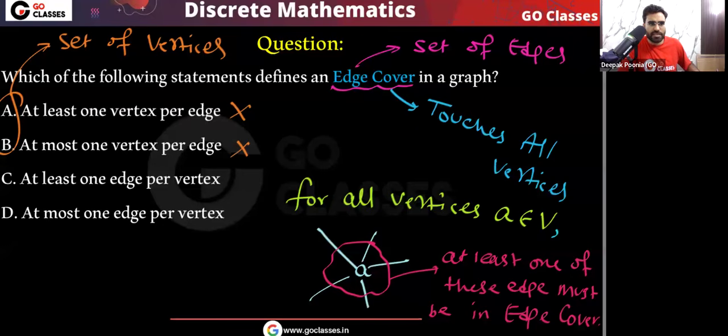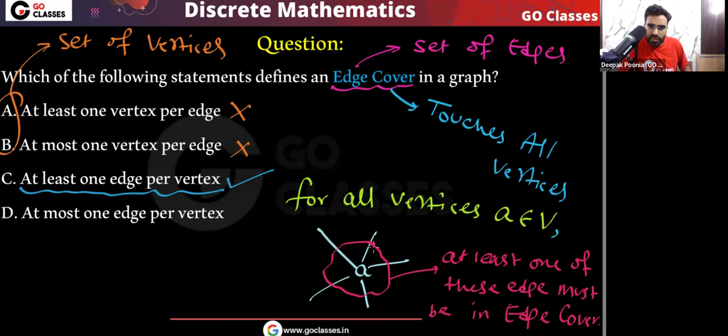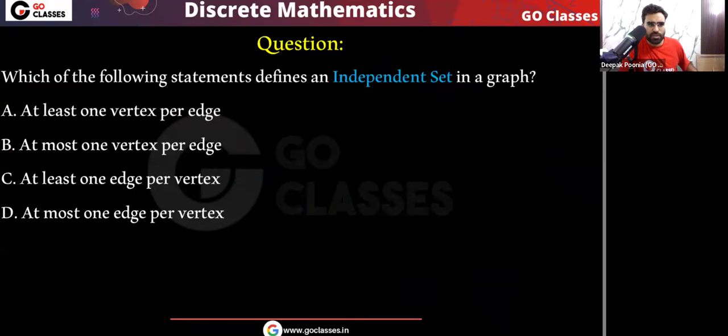Very simple. So I can say the definition of edge cover means at least one edge per vertex. Yes, at least one edge per vertex. For every vertex, at least one edge incident on this vertex must belong to the edge cover. So at least one edge per vertex must belong to the edge cover. So the answer will be option C. Very simple. Tell me the answer for this question.